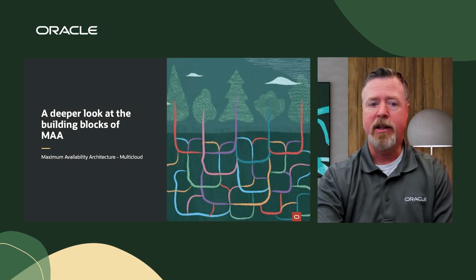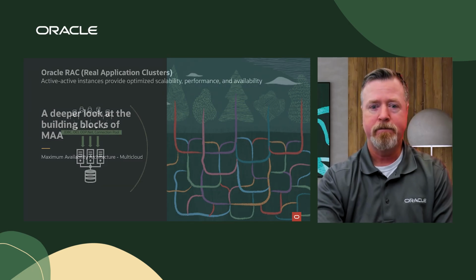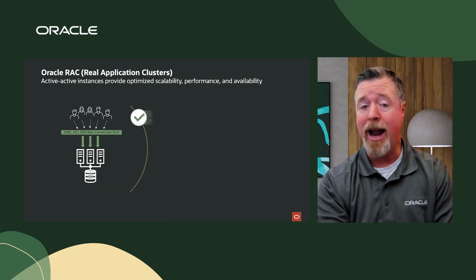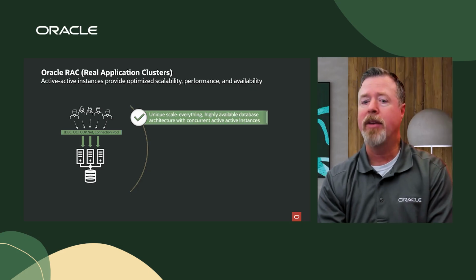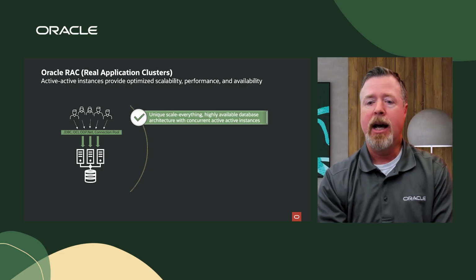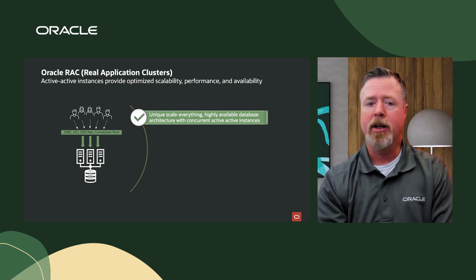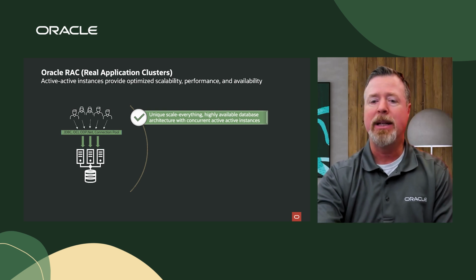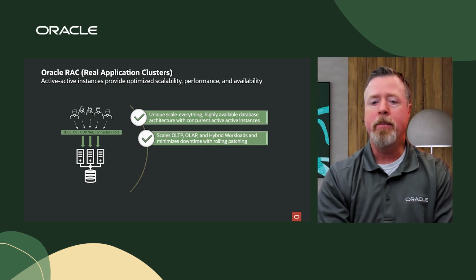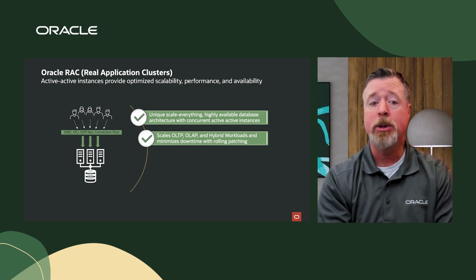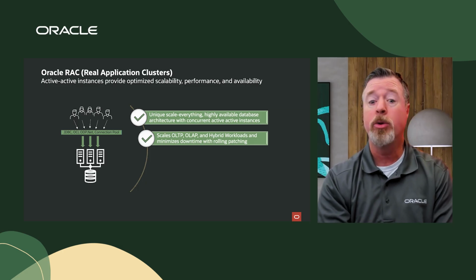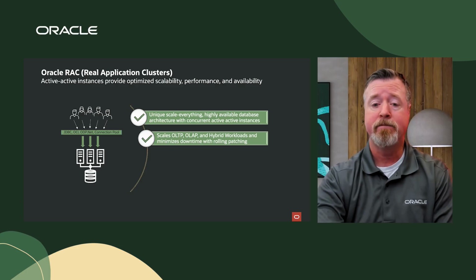All right, let's take a deeper look at the building blocks that make up MAA from a technology standpoint. The first is RAC. RAC is our clustering solution. It provides a unique scale-everything solution, providing active instances, or different nodes, as we call them, running in the architecture. If one node goes down for whatever reason, we can easily pull up another one. It scales for OLTP, OLAP, and hybrid workloads, and you have rolling patching built in. So as we patch the database, we can roll from one node to another so we don't experience any downtime.